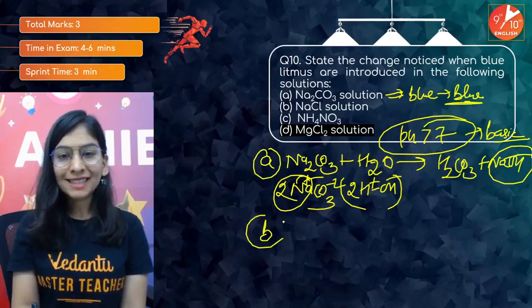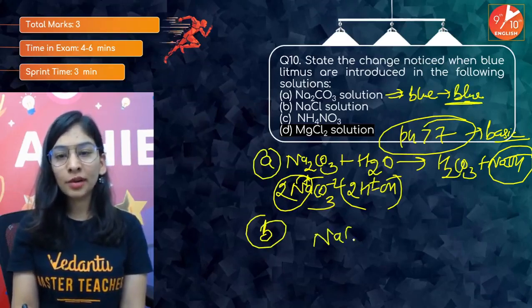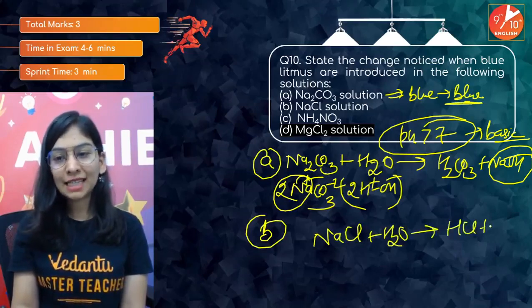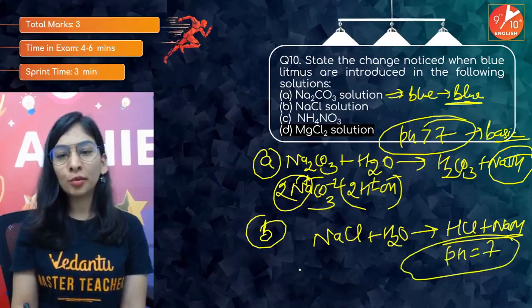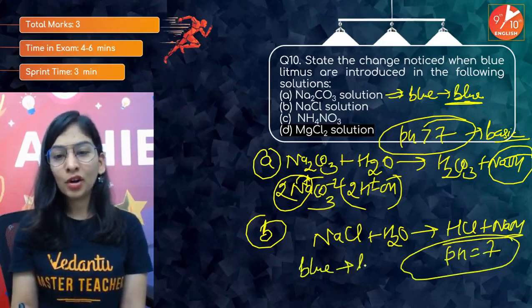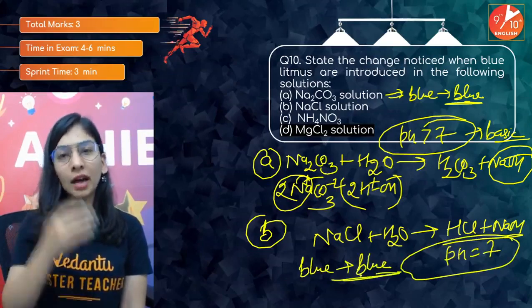When I talk about the second part, that is sodium chloride solution, when you put it in water, we did talk about that, HCl and NaOH, equimolar, pH is 7, neutral solution. In a neutral solution also your blue litmus will be blue because in a neutral solution it won't change its color.